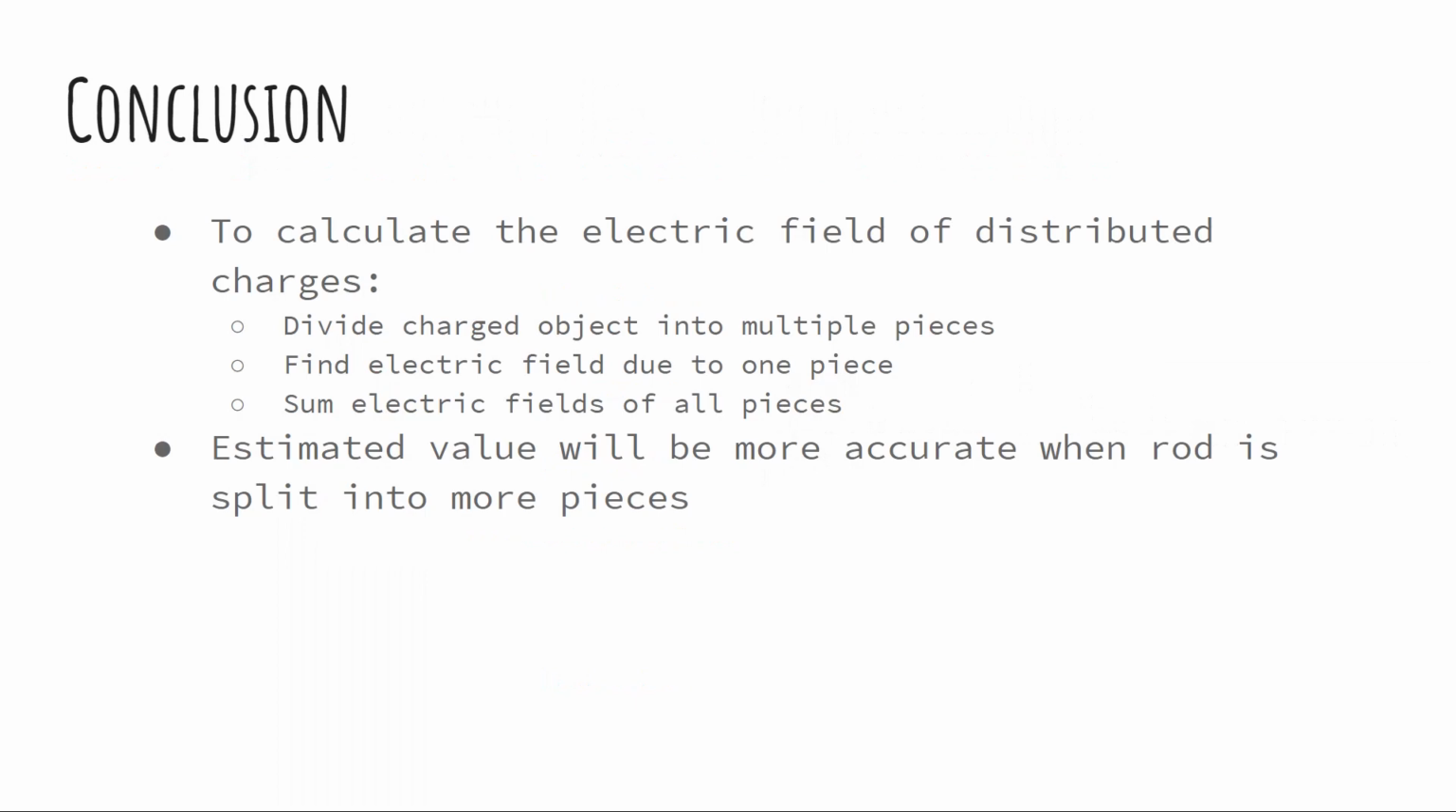In conclusion, when finding electric fields of distributed charges, you must divide the charged object into pieces, find the electric field due to one piece, and then sum the electric fields of all pieces. A better estimated or more accurate value can be found by sectioning the rod into more pieces.